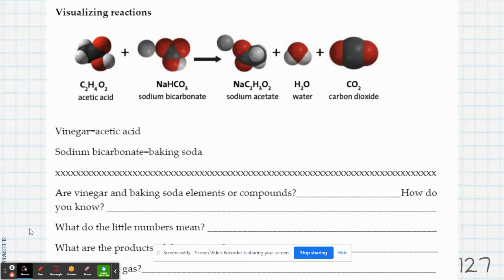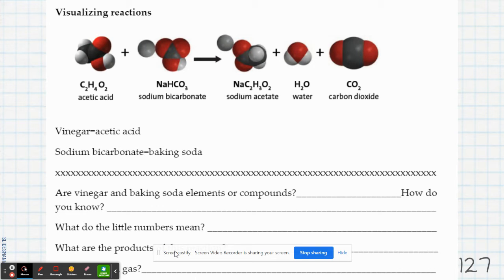Then the students are going to start thinking about writing chemical equations. We saw this a little bit in yesterday's gizmo, and this will be the focus for Wednesday and Thursday. So if we think about what's happening in this reaction, which is vinegar and baking soda, we have C2H4O2, which is the fancy name for acetic acid or vinegar. And then we have NaHCO3, sodium bicarbonate is its chemical name, or we commonly call it baking soda. So vinegar and baking soda react to form sodium acetate, water, and carbon dioxide.